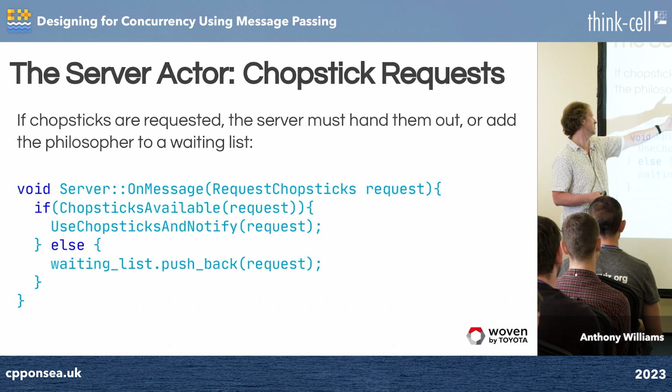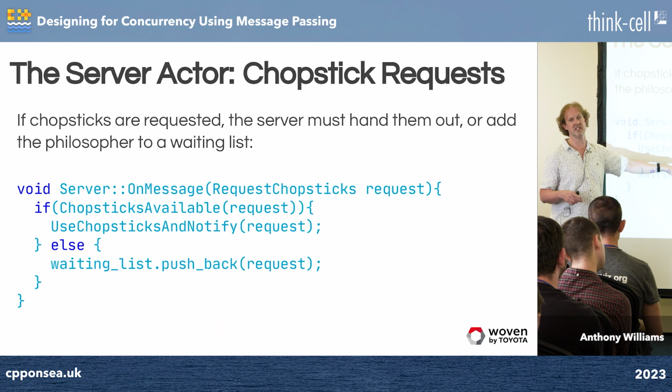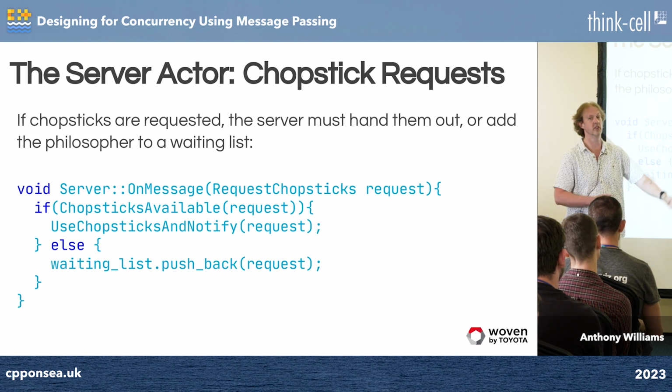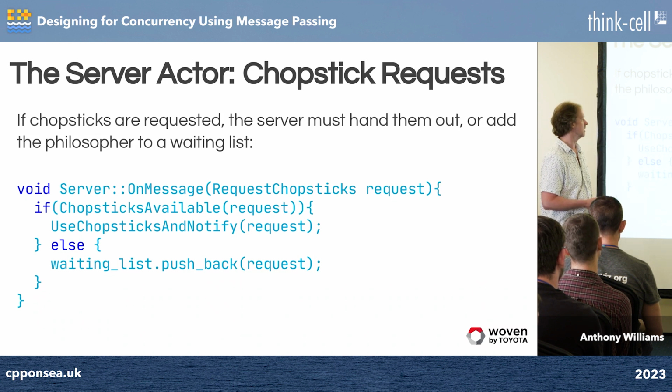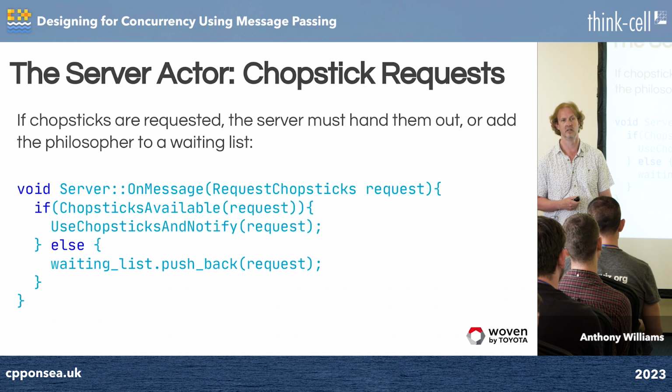When a particular philosopher makes a request for some chopsticks, we have to check, are they available? And if they are, we have to update the chopstick table to say, no, they're not available anymore. And then we have to send a message back to that philosopher saying, yeah, here you are, you can have your chopsticks. Otherwise, we have to keep track of philosophers that have asked for chopsticks but haven't got them yet.